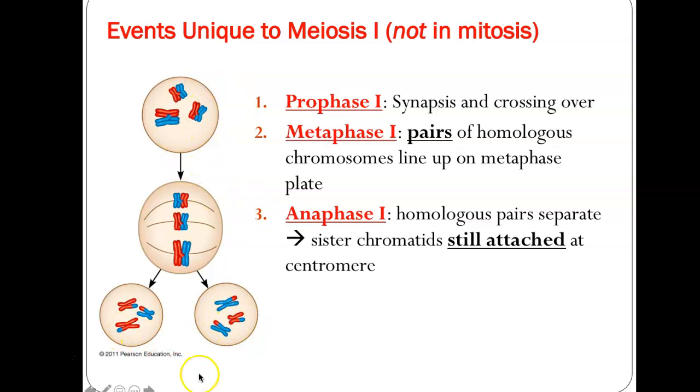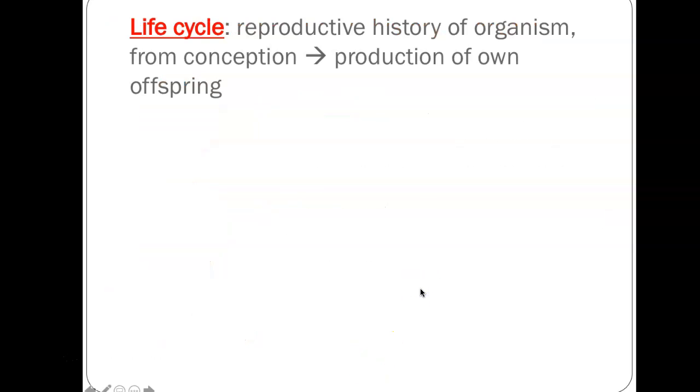And because of crossing over, they're going to be genetically unique. I know I keep repeating things, but I'm just hoping that it helps a little bit. Okay, that is meiosis.